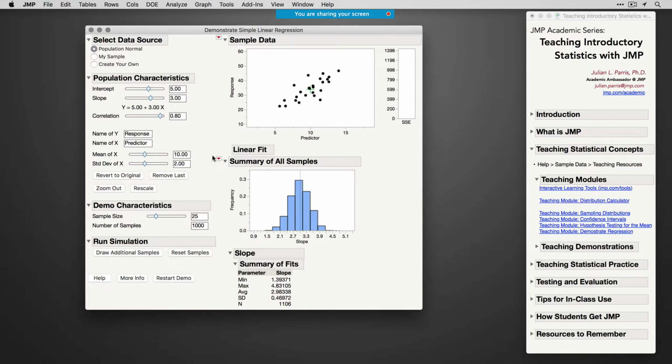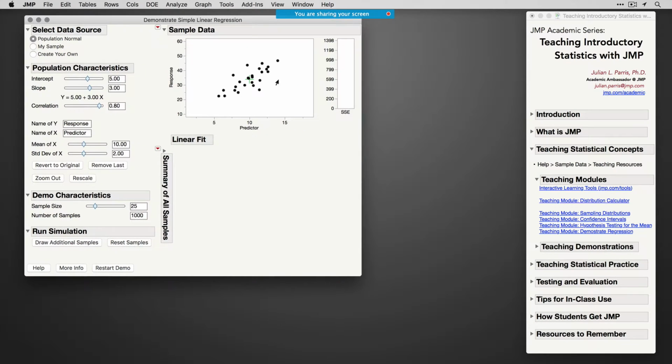Also under here, we can look at the correlations we get, the R-squares, the t-ratios, p-values for the intercept, and also p and t values for the slopes. So we can do a lot with the sampling aspect of this demo. And so certainly teaching inference from linear regression, this is a great demonstration for that. But that's not actually the reason I love this demonstration the most.